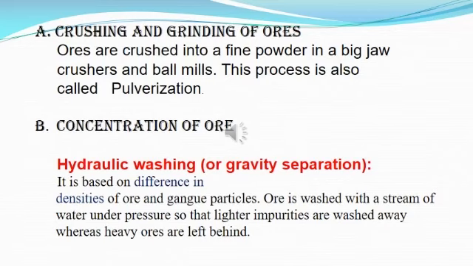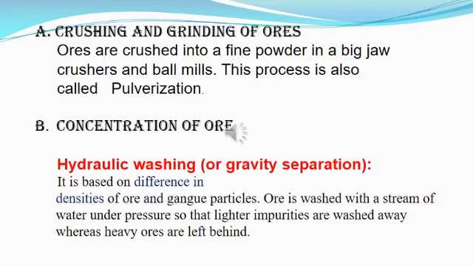Next step is concentration of ore. Concentration of ore means removal of impurities or gangue from the ore. The concentration of ore is based on the nature of the impurity and the ore. There are various techniques used for this purpose, and the first concentration technique is hydraulic washing or gravity separation.